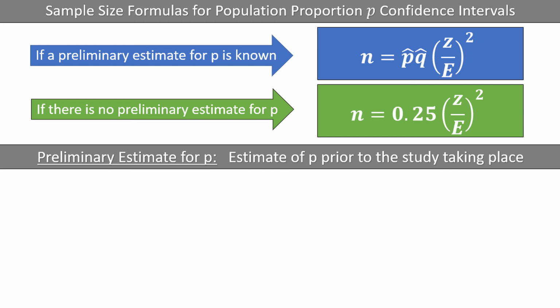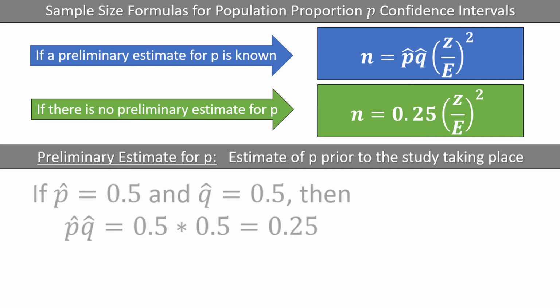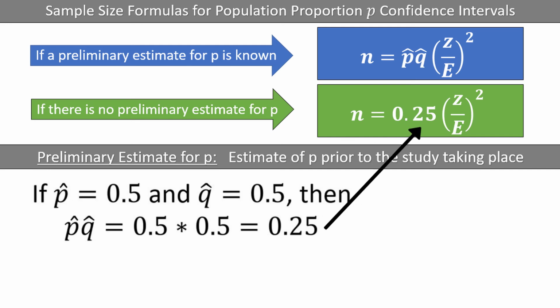A preliminary estimate for p just means some estimate of what p should be before the study even takes place. Sometimes this can be estimated from past studies, and other times it will be completely unknown, requiring us to use the second formula. You might notice if you plug p hat and q hat equals 0.5 into the first formula, you get the second formula. 0.5 times 0.5 equals 0.25. So really the first formula becomes the second formula when we don't know p hat or q hat, and assume they are both 0.5, which happens to be the most conservative estimate.